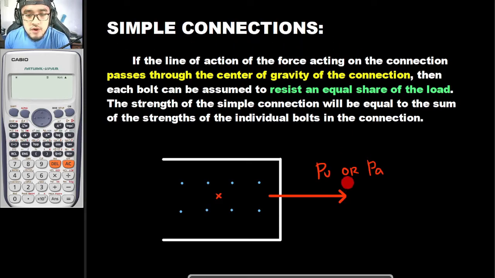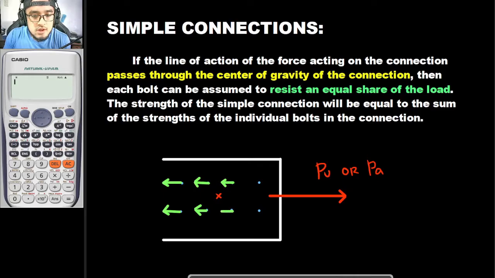So kapag yung force natin ay nag-act sa centroid ng iyong connection, once again, simple connection siya. And the idea behind your simple connection is that all of these bolts right here carry the same amount of load, which is PU or PA divided by the number of bolts. So drawing lang tayo sandali. So suppose that these are your resisting forces. Sorry for the drawing, hirap mag-draw digitally eh. Okay, so this one right here.